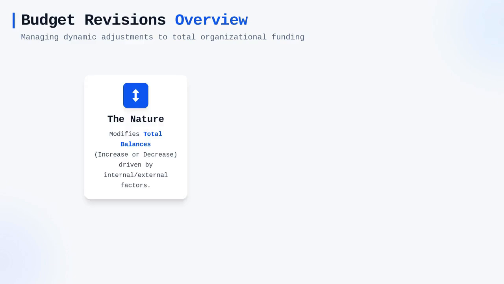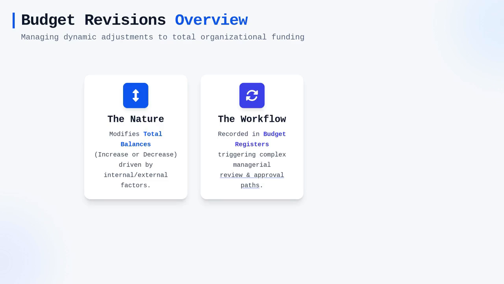Budget revisions represent another critical component that organizations utilize when they must modify total budget amounts based on external or internal factors. Unlike a simple transfer, a revision typically results in an increase or decrease to the total available budget balance for a specific period. These updates are recorded within budget register entries and often trigger complex workflows for managerial review and approval.